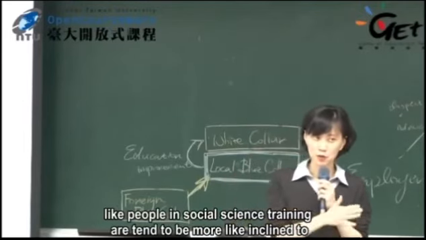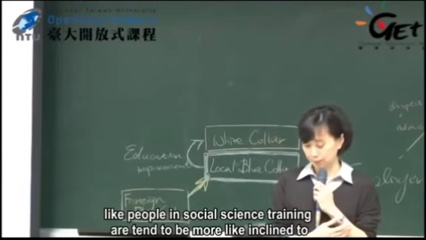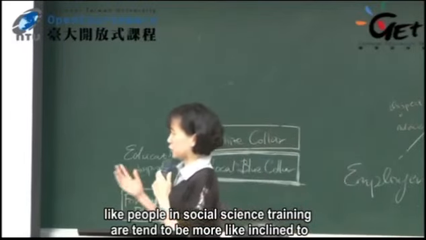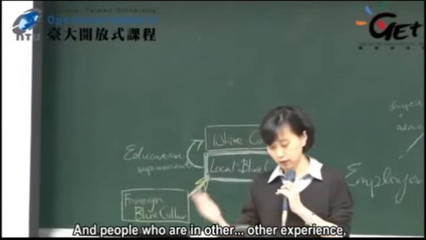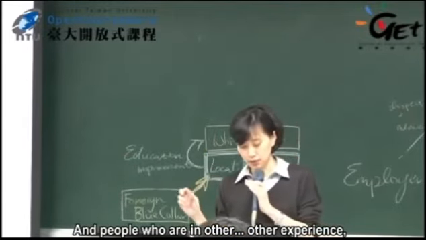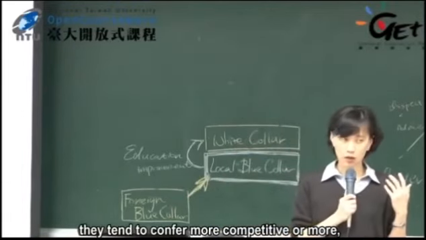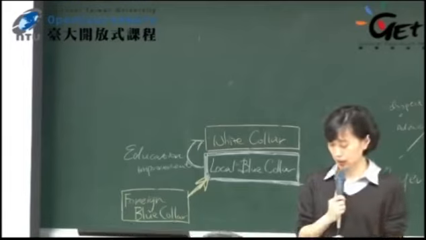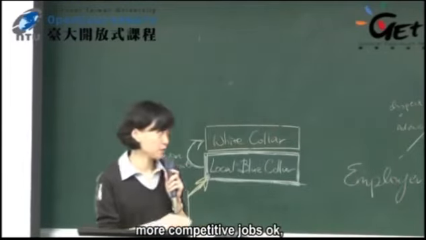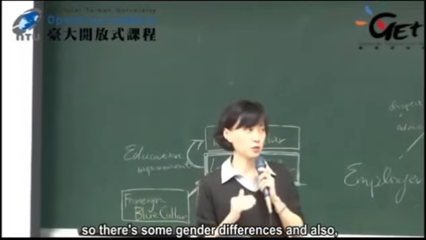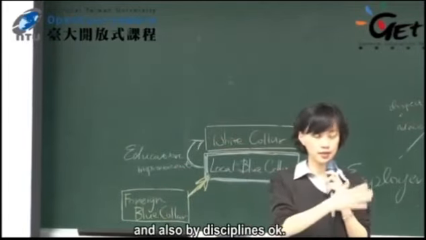Actually, it varies not only by socio-economic position, but also by discipline. People with social science training tend to be more inclined to that kind of value, and people at the other extreme tend to prefer more competitive jobs. So there are some gender differences, and also differences by socio-economic status and by discipline.